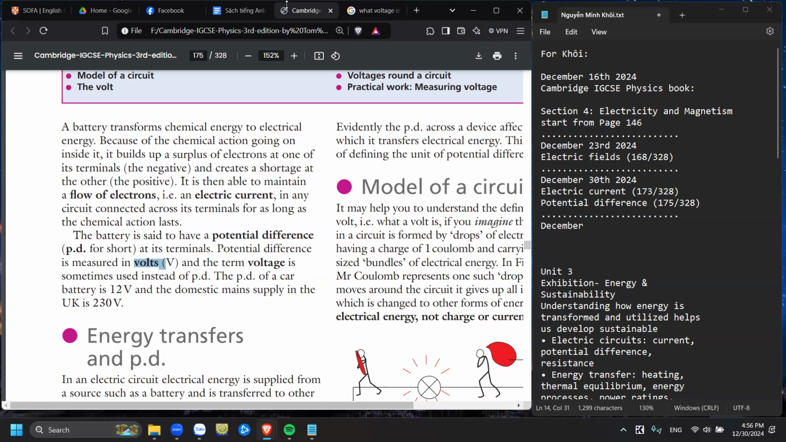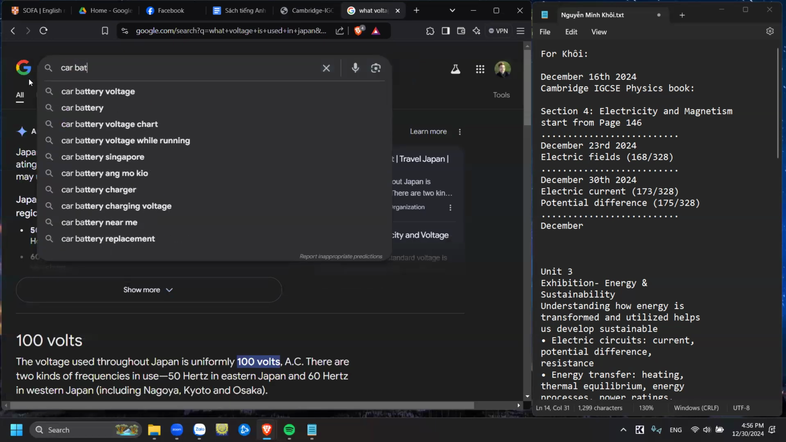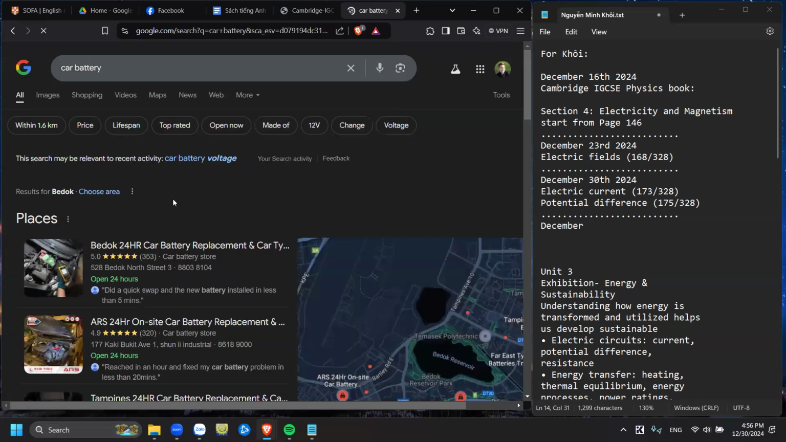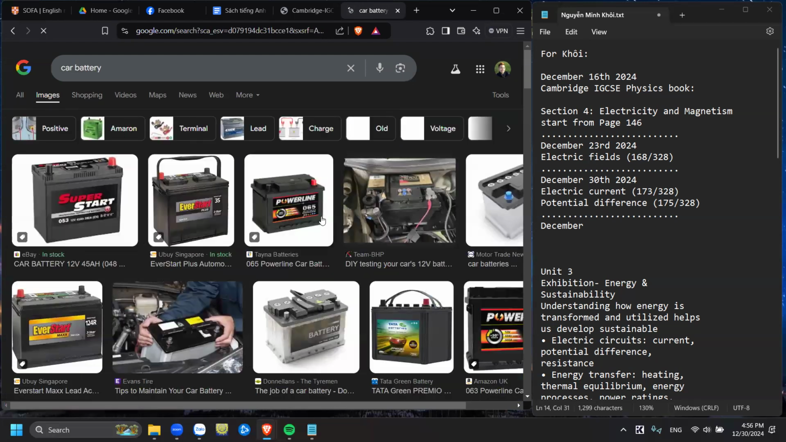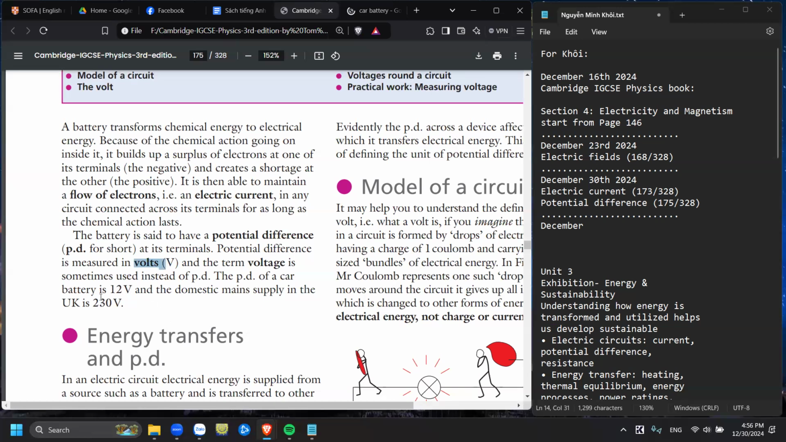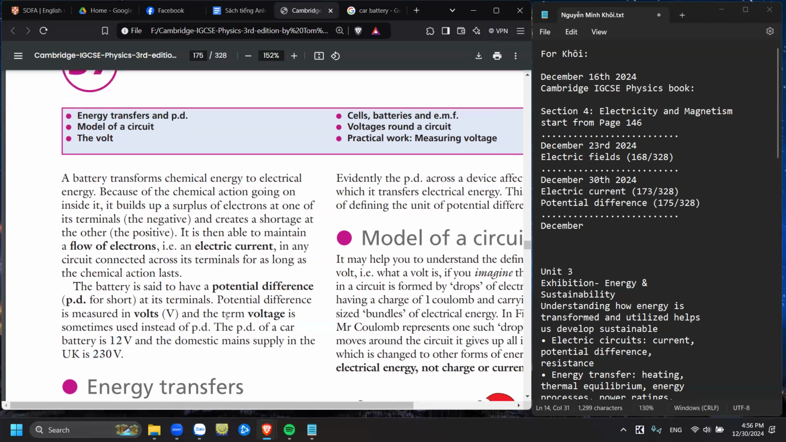Now, have you ever seen a car battery? A car battery, okay? It's inside of a car. They say the potential difference of a car battery is 12 volt. And the domestic mains supply in the UK is 230 volt.